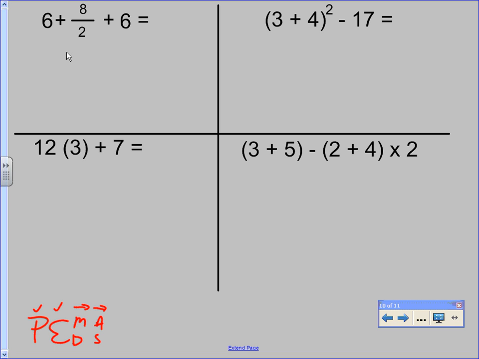So 8 over 2 is 8 divided by 2, which is 4. And then I'm going to bring everything else down. Done there, and now I just add and subtract from left to right. 6 plus 4 is 10, plus 6 is 16, and that's my answer.